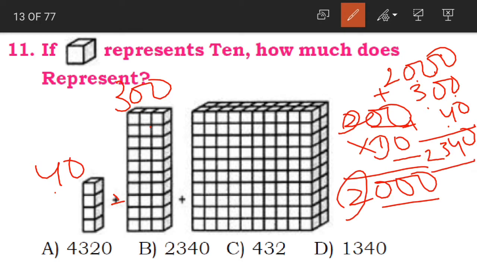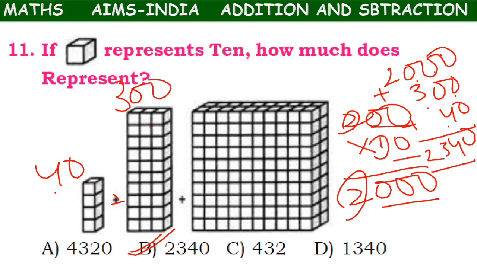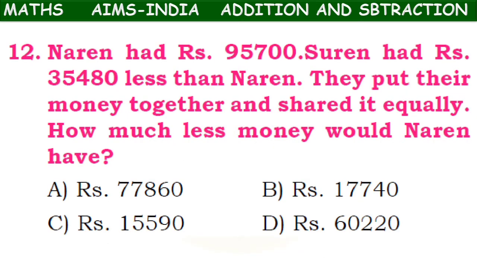Now which of the following options has the same number? Option B, 2340. Yes, so it is our correct answer. Moving on to question number 12.